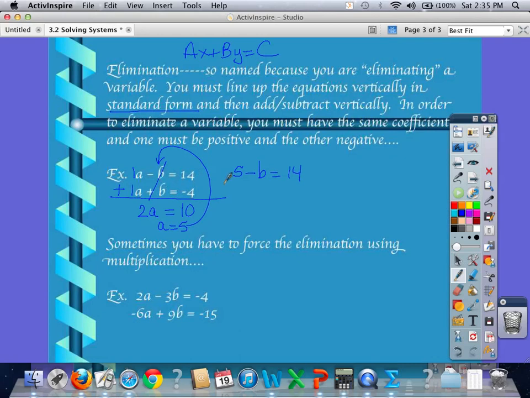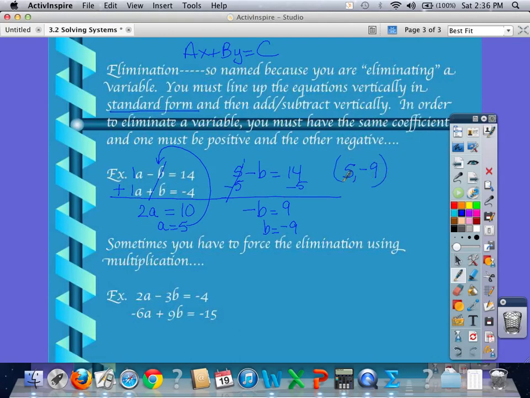All right, so back over here we have 5 minus b, so I'm going to subtract 5 from both sides. And this is going to be negative b equals 14 minus 5 is 9. And then we can't have a negative variable, so b ends up being negative 9. So our solution to this is going to be 5, negative 9.